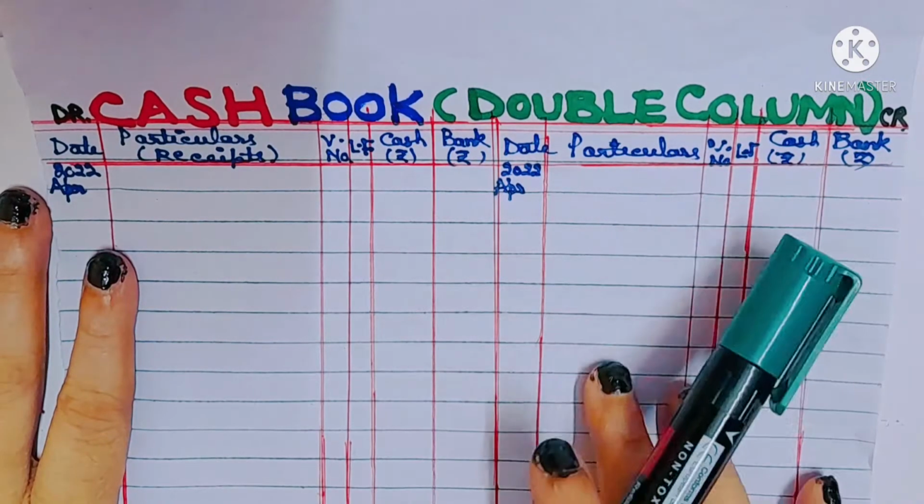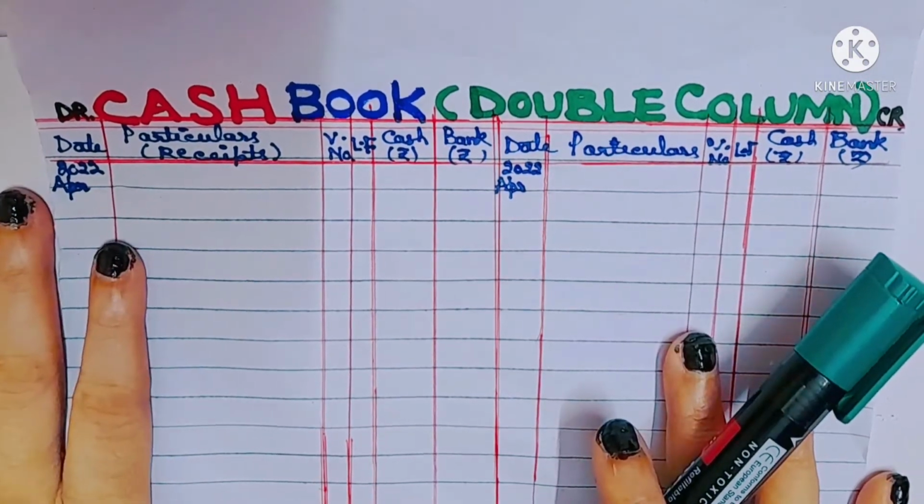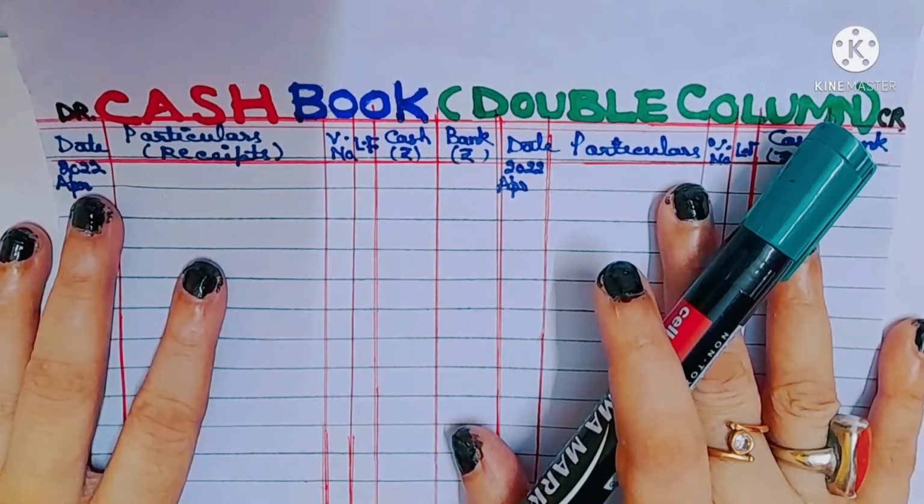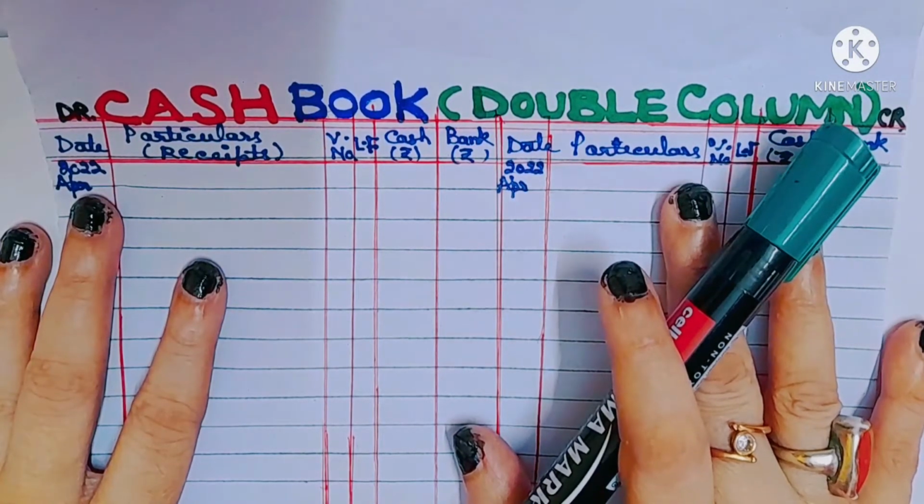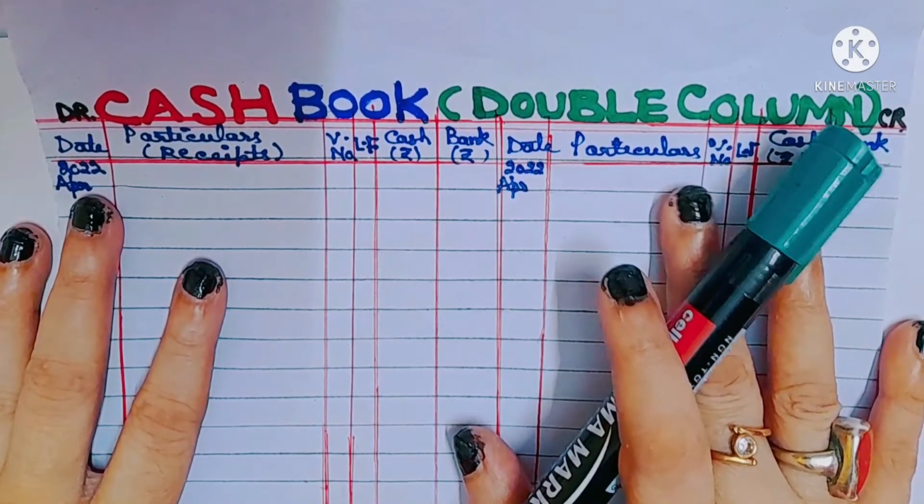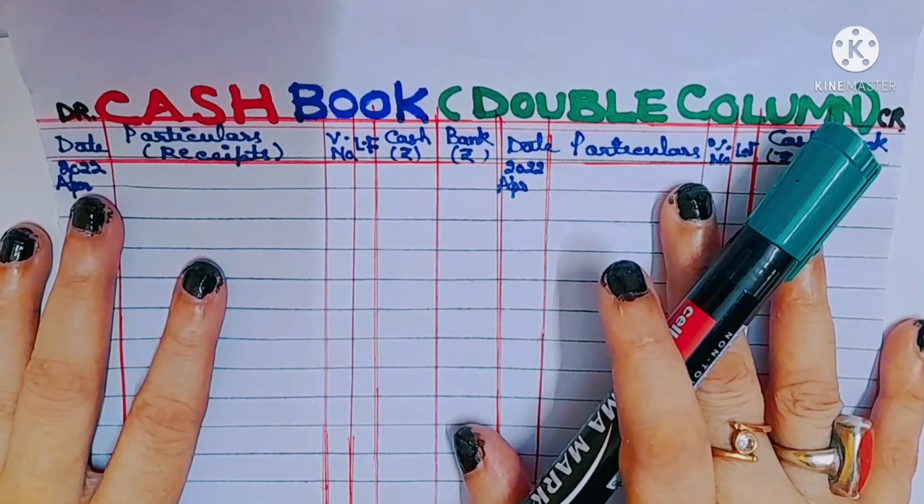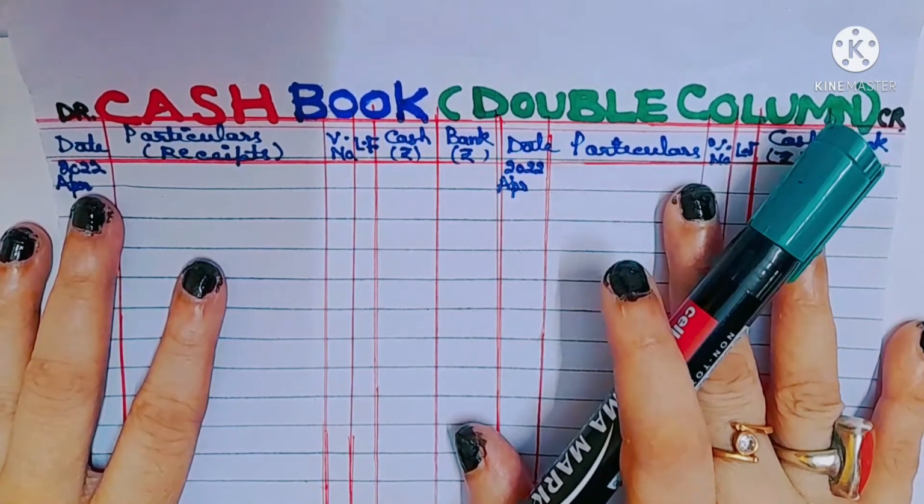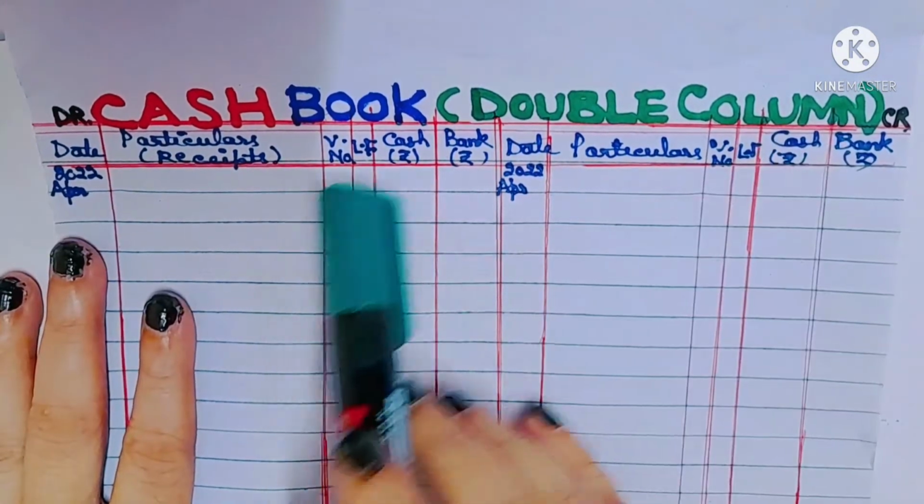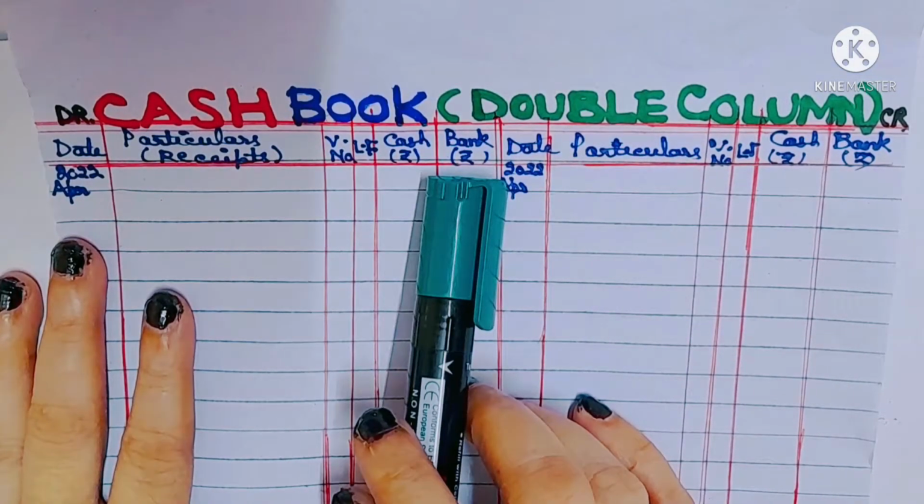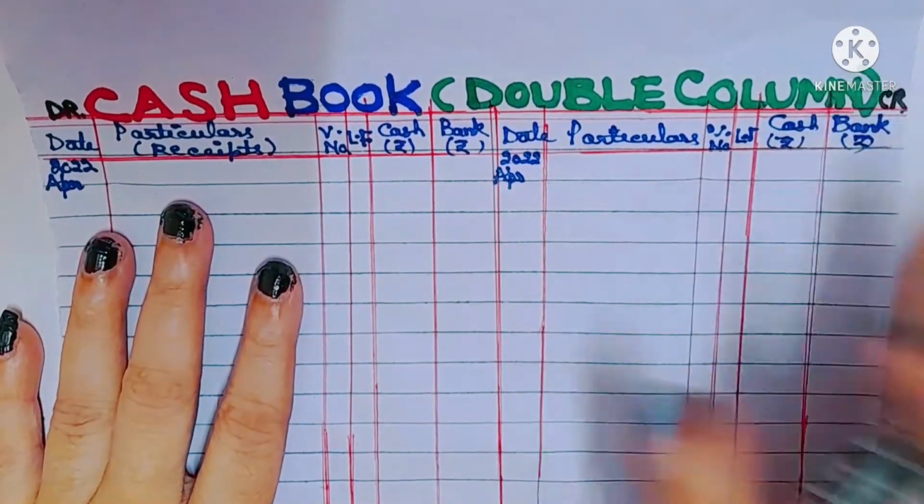Okay, there are three types of double column cash book. Number 1, cash column and discount column. Number 2, bank column and discount column. Number 3, cash column and bank column. And we are doing cash column and bank column. Okay, now let's go through the problem.